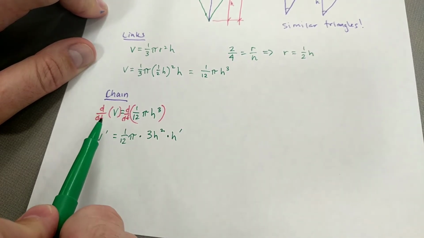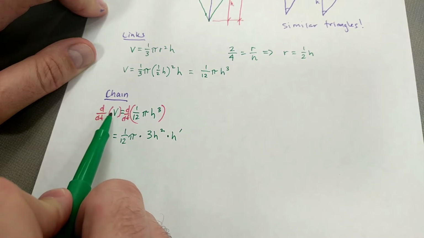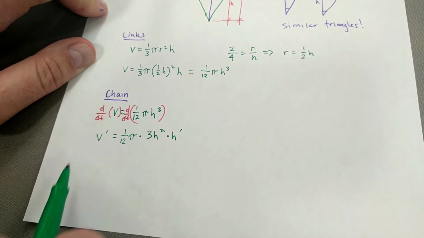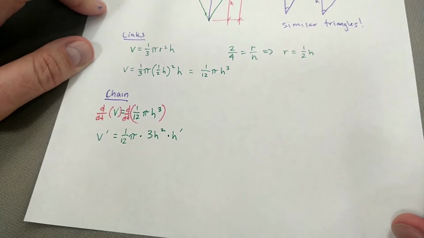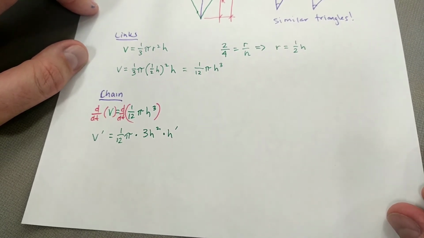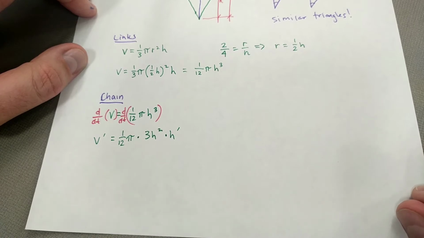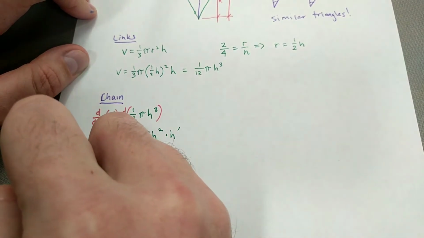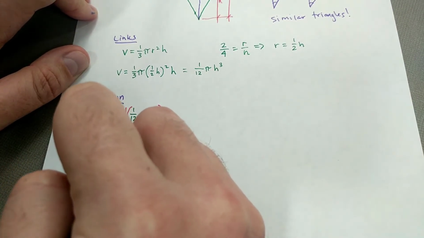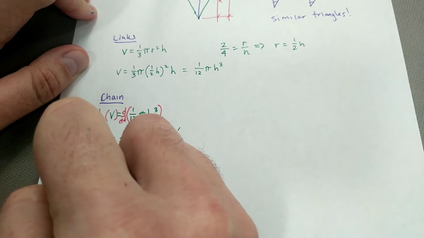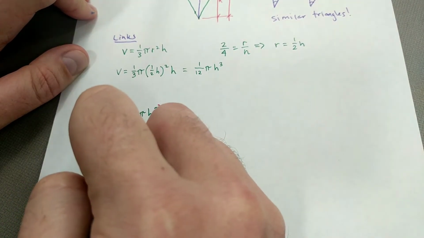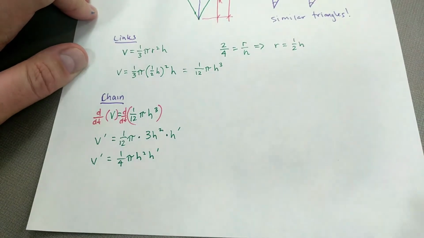Technically, the same thing happened over here. Like you take the derivative of something, well, it's just 1, and then times the derivative of that thing. But that's not as important to notice. All right. So now let's simplify this. So this will be V prime equals, if we multiply by 3, that'll change this to a 4th pi h squared h prime.